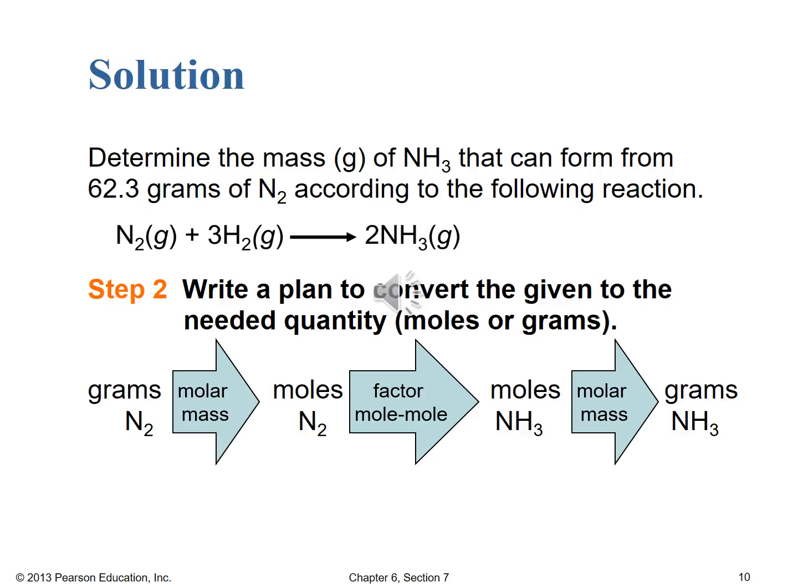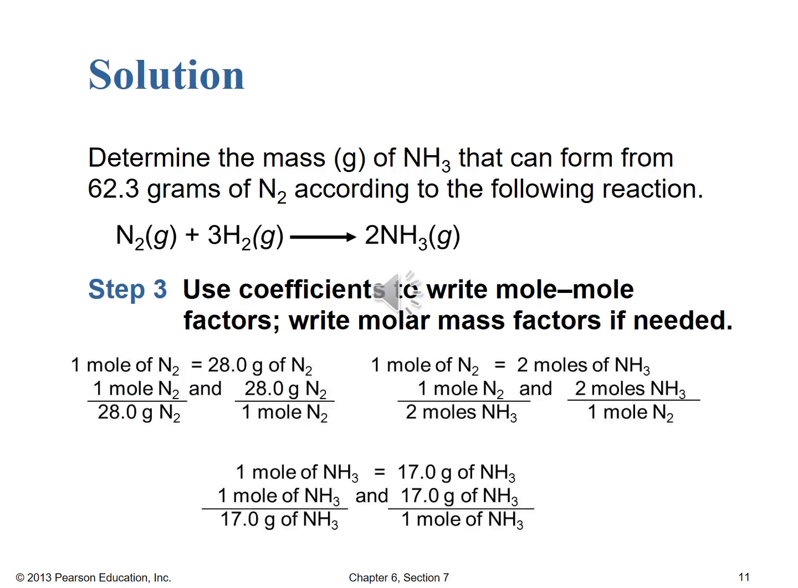Then we'll use our mole-mole factor to relate moles of N2 gas to moles of NH3 gas. And finally, we'll use the molar mass of ammonia to go from moles of NH3 to grams of NH3. Moving on here to step 3, we'll use our coefficients to write those mole-mole factors, and we'll, again, just like our last learning check, need to use molar mass values to start with our reactant, the mass in grams, convert that into moles, and then finally convert the moles of product into mass of product.